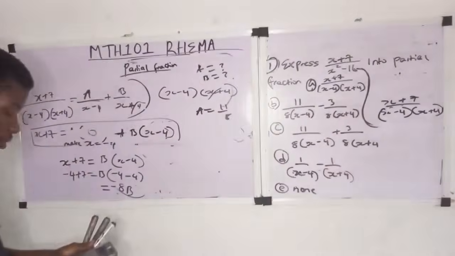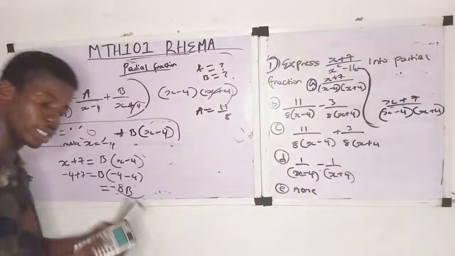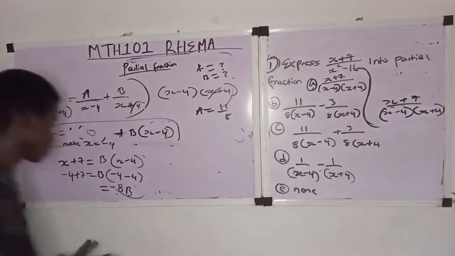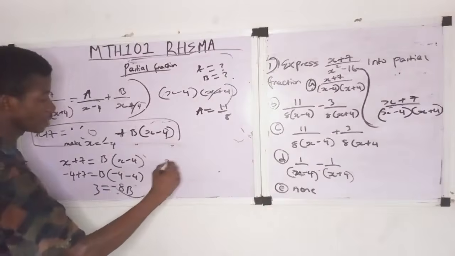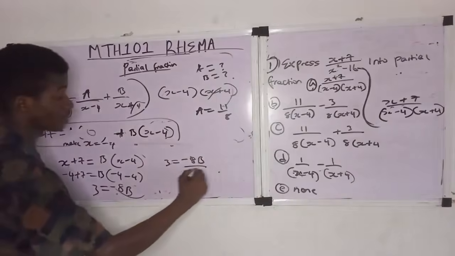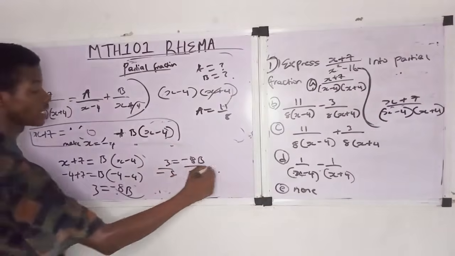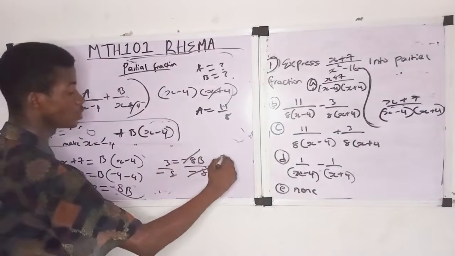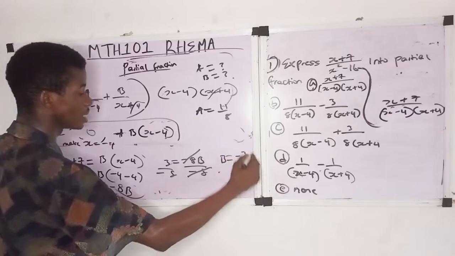Now, minus 4 plus 7 is 3. So therefore, we have 3 equals to minus 8b. What I'm going to do next is divide both sides by minus 8. So if we divide both sides by minus 8, it cancels this. Therefore, b is minus 3 over 8.